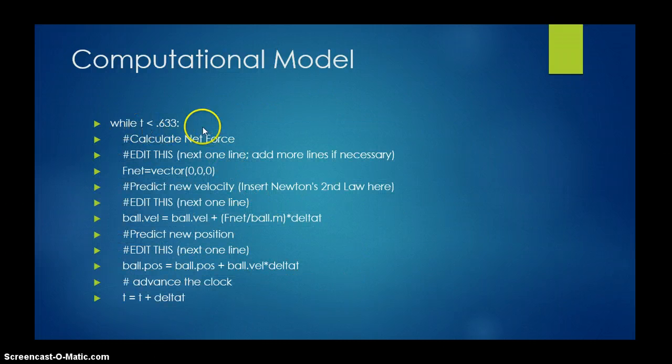Here we have a while loop used in the code. It's while t is less than 0.633 seconds, which is the last time recorded for the last position in Tracker. Here we have Fnet equals 0 because we're assuming it's a constant velocity. Here we have Newton's second law equation written out again, as well as the position equation.